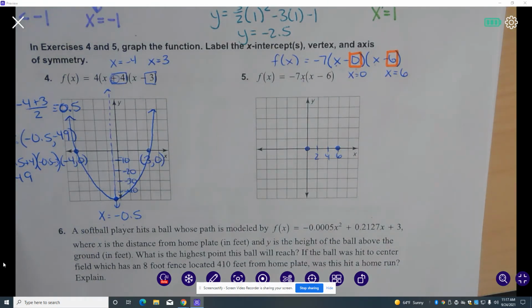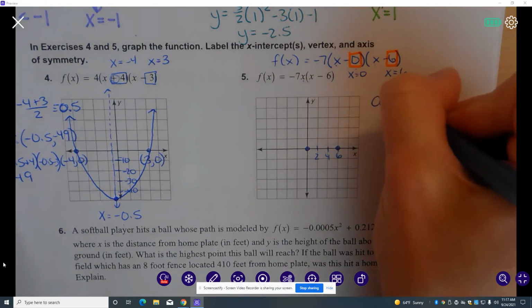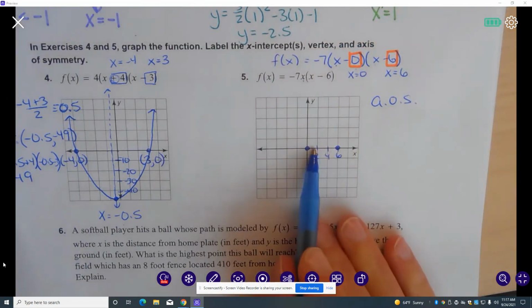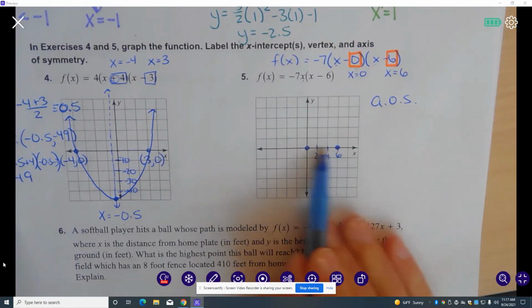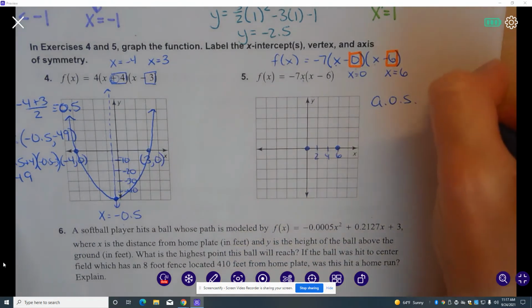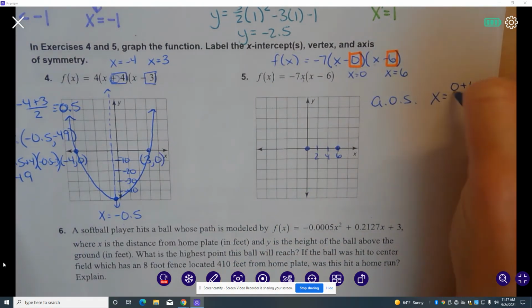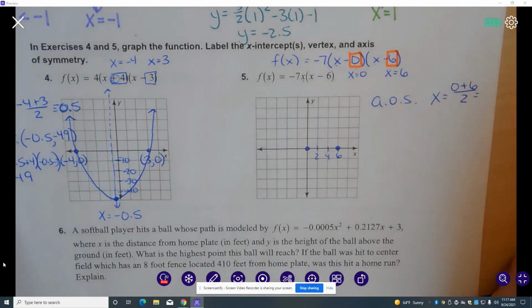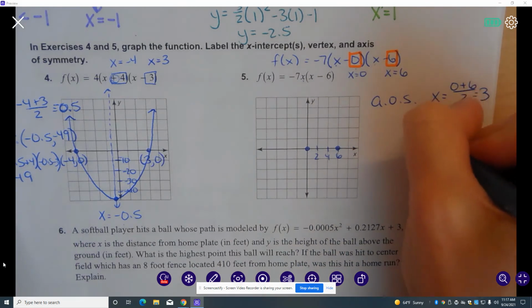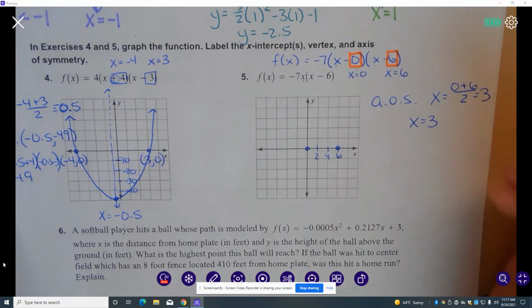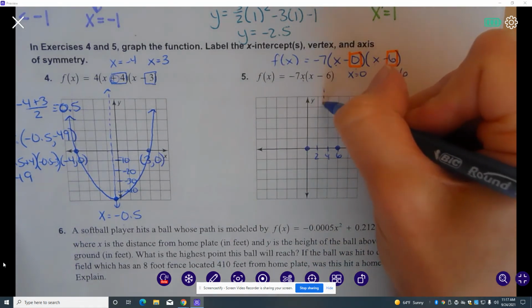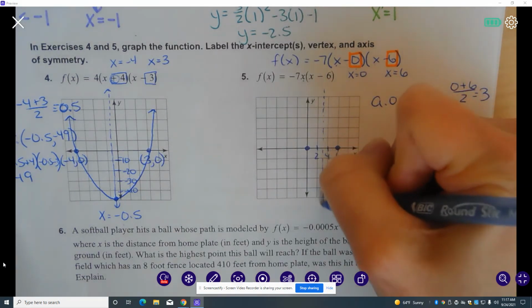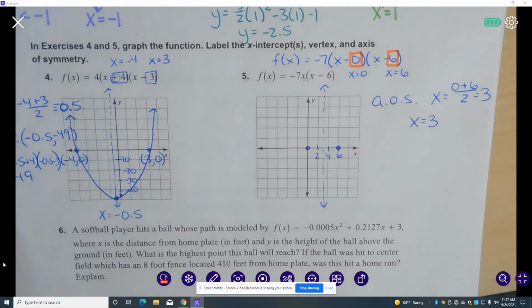Now I'm going to find the axis of symmetry. So remember, I need to find the middle or the average of my x-intercepts. So I'm going to add up my x-intercepts and divide by 2. When I do that, I get that my axis of symmetry is at x equals 3. That line, I'm going to graph. I got my axis of symmetry.